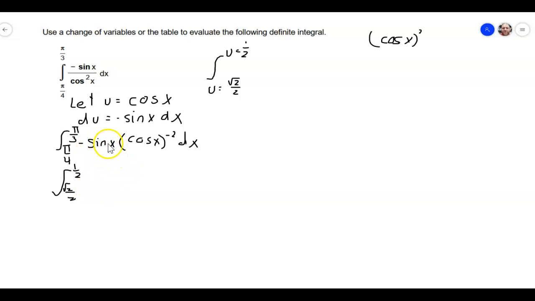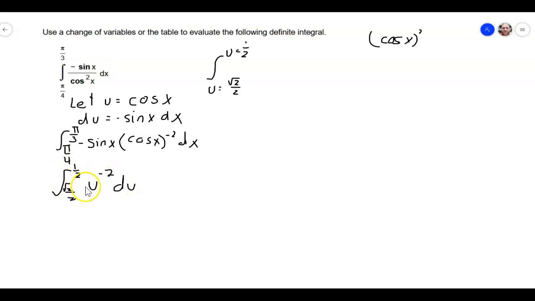All right, so negative sine of x dx is all just equal to du. So I'm going to put the du there. So that's all taken care of. And the cosine of x is equal to u to the negative 2. All right, so we've gotten totally out of x's and totally into u's, including our limits of integration.